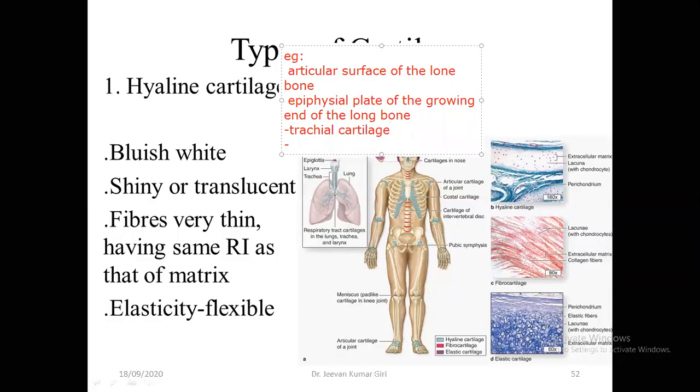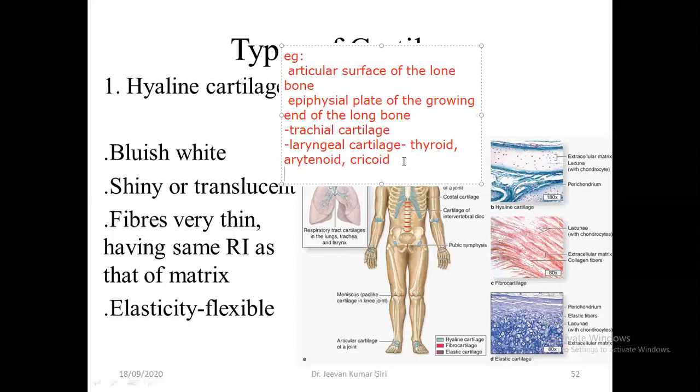Then you will also find the hyaline cartilage in the larynx, though not all laryngeal cartilage, only some of it. They are the thyroid cartilage, arytenoid cartilage, and the cricoid cartilage. These are hyaline cartilage.